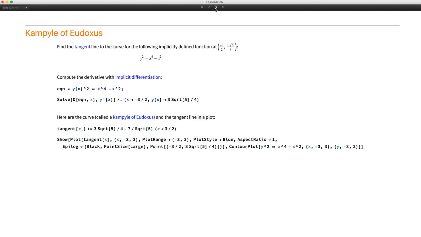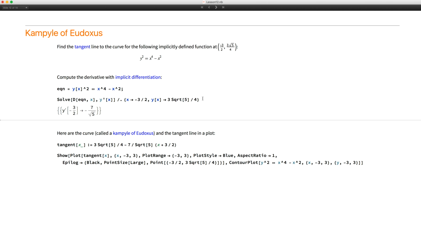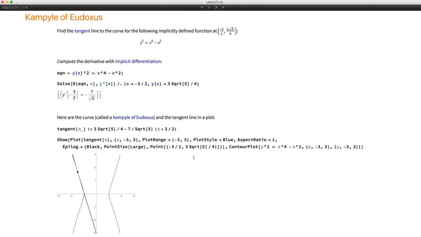Okay, so another example is the so-called Kampyle of Eudoxus. That's the equation, but just the same method works. Replace y by y of x, solve, replace values, and you get back the slope. That's the tangent line over here, and then you plot the tangent line and the curve, and you get back the correct solution.